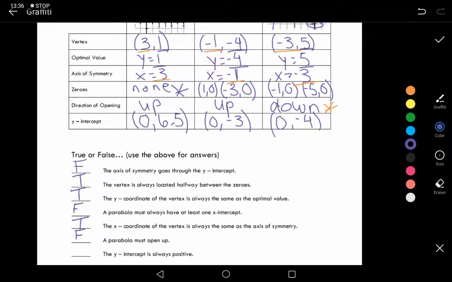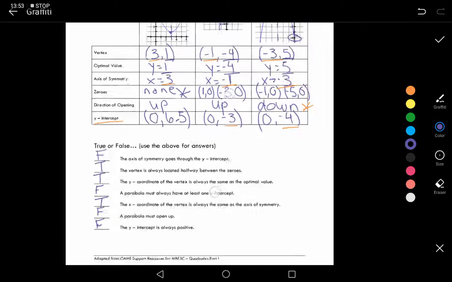And lastly, the y-intercept is always positive. So again, we're looking at this last column here. So y-intercept, we can see that that is negative and that is negative. So obviously our y-intercept does not need to be positive. That is false.